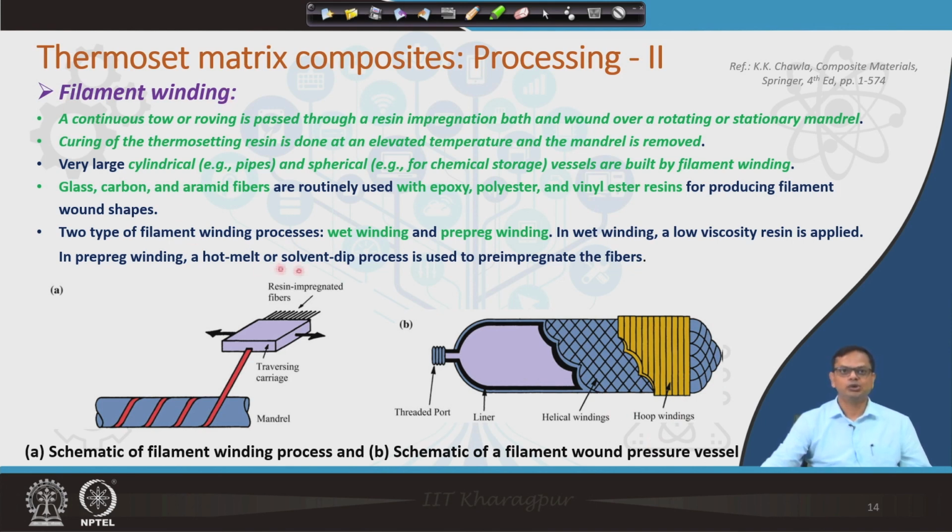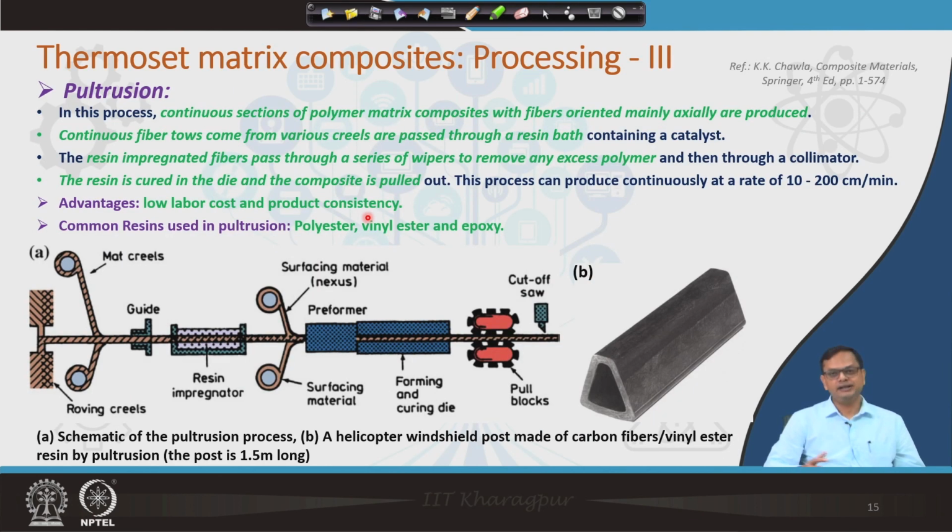So, you can go through these texts and get the information, but that is the basic process of filament winding. The next one is again a very well used method, pultrusion. In pultrusion you get sections like this. You get polymer matrix composites, long sectional polymer matrix composites, by this method.